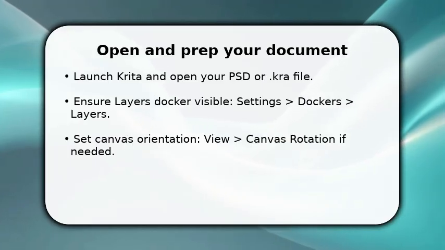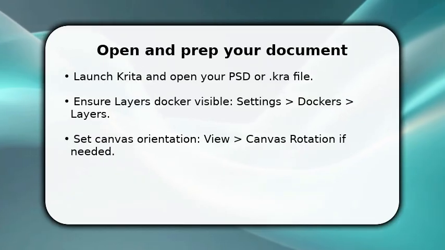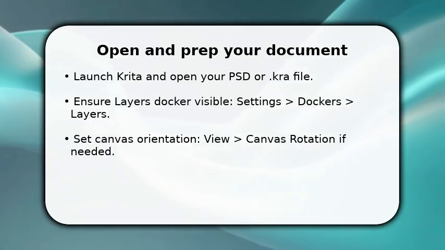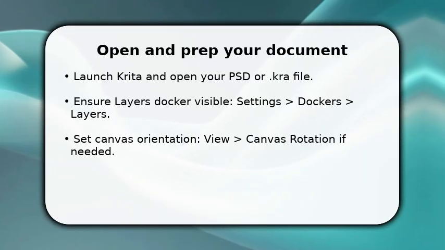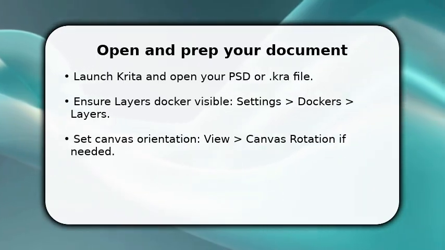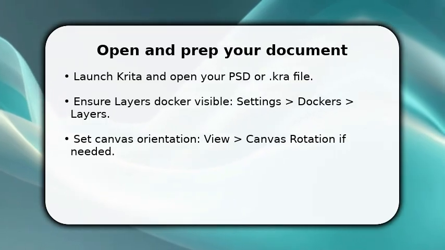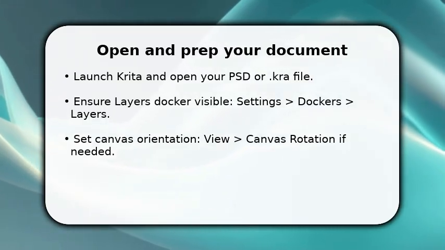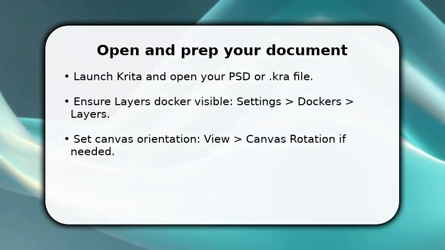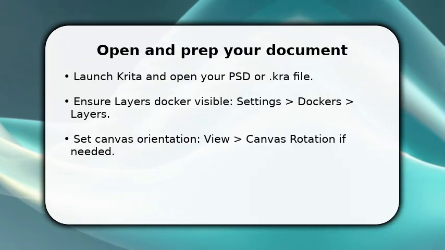You start by opening the file you want to inspect. You should already have layers Docker visible so you can monitor changes. Once done, make sure the canvas rotation controls are accessible in the View menu for quick reorientation. You can lock or toggle visibility on reference layers to prevent accidental edits. Lock them in the layers Docker.